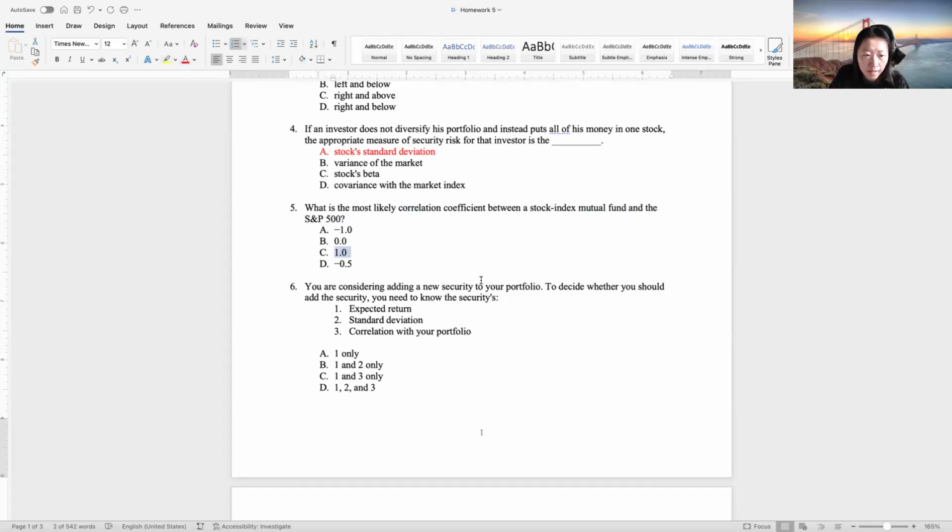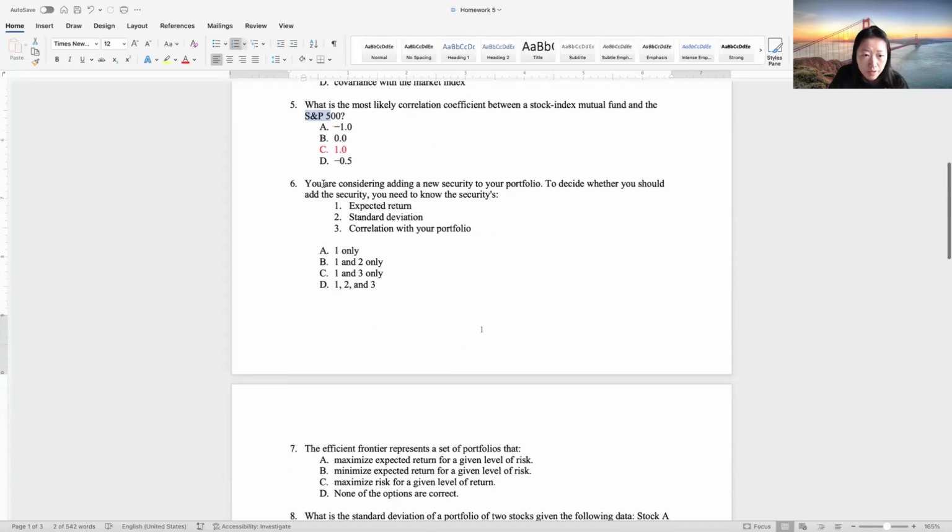So they will very likely be perfectly positively correlated, simply because this fund is trying to follow and mimic the market portfolio, and the S&P 500 is the market portfolio. Of course, there could be slight differences. They may not be perfectly positively correlated, maybe because the fund tracks a different index, such as the Russell 3000 instead of the S&P 500. Then it will not be exactly equal to 1, but some number very close to 1.